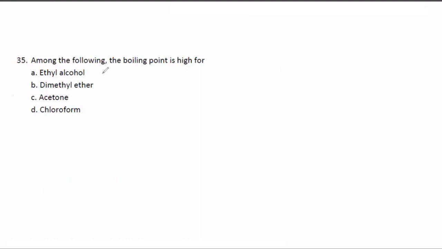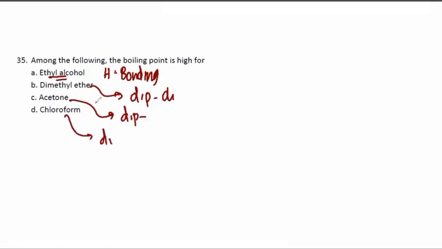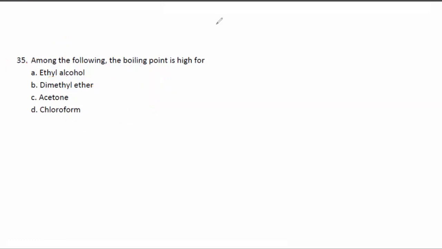Among the following, the boiling point is higher for. This is alcohol, hydrogen bonding. This is alcohol. So there exists what? Hydrogen bonding. This is dimethyl ether, so weak dipole. Acetone, strong dipole. Chloroform, dipole. So anyway, the strongest interaction is in ethyl alcohol, so it may have greater boiling point. Okay. So the next question.